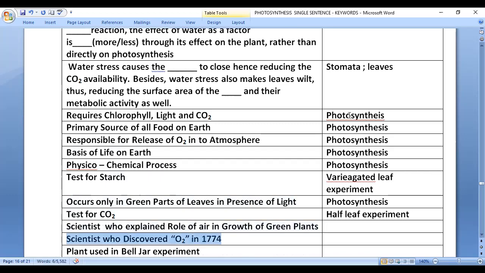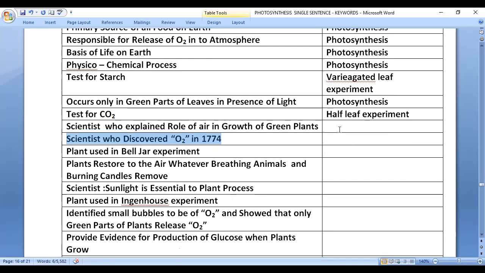Scientist to explain the role of air in growth of green plants: Joseph Priestley. Scientist who discovered oxygen in 1774: Joseph Priestley. This is a sharp revision.